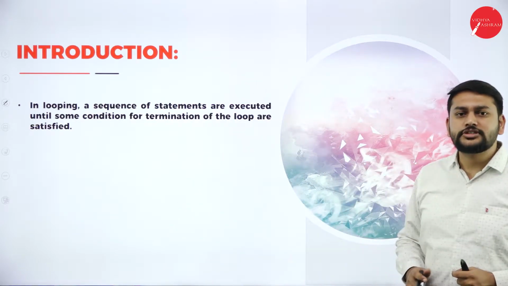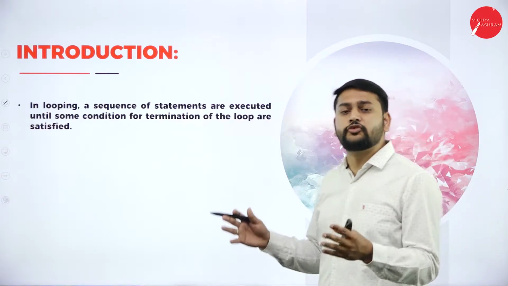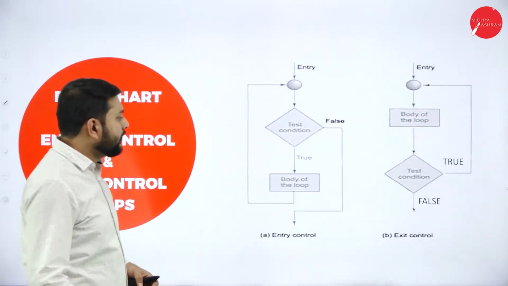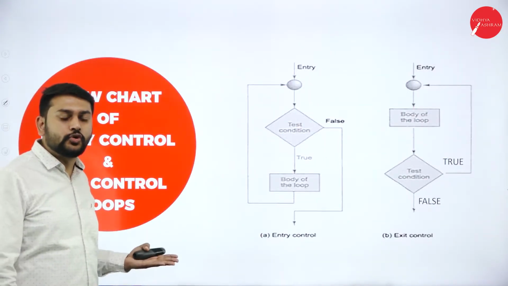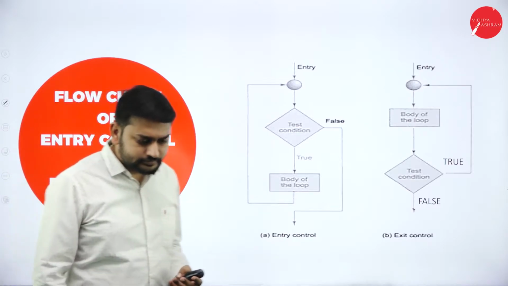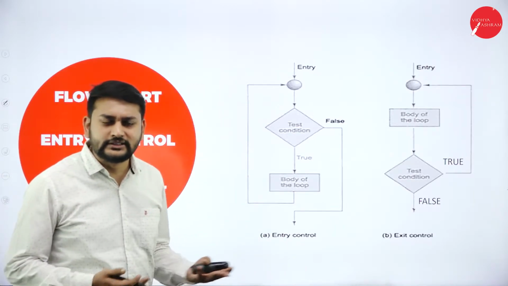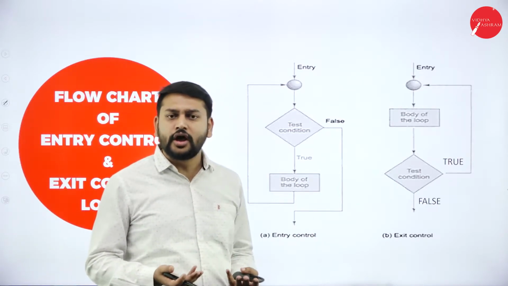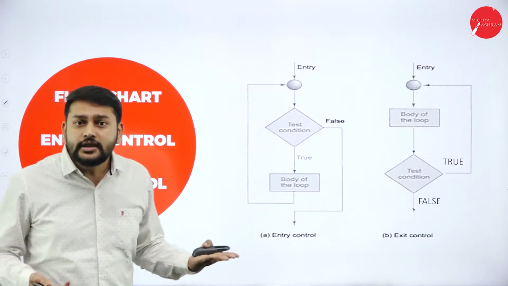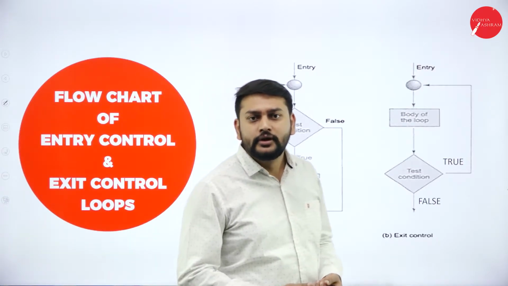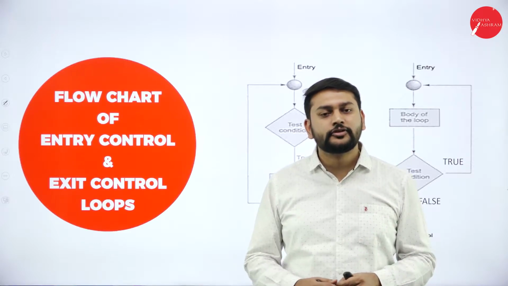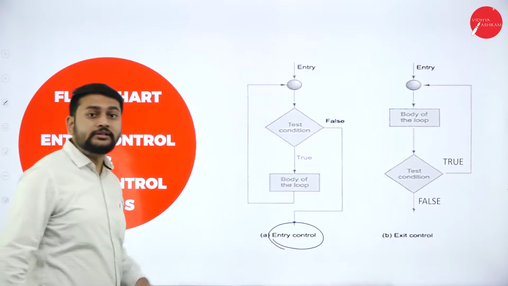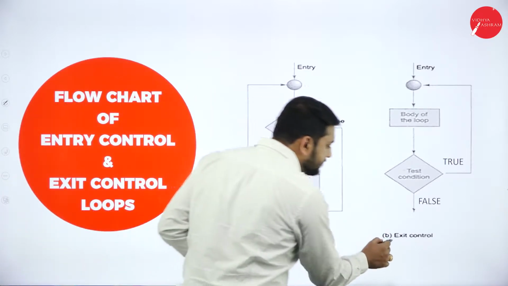When it comes to the concept of looping, I have different types of loopings. Let me start with the first one, that is entry control loop and exit control loop. What exactly are entry control and exit control loops? You said while loop and do while and for, but you never spoke about entry control and exit control loop. Yes, the another name for the while loop is entry control loop. The another name for the do while is exit control loop.